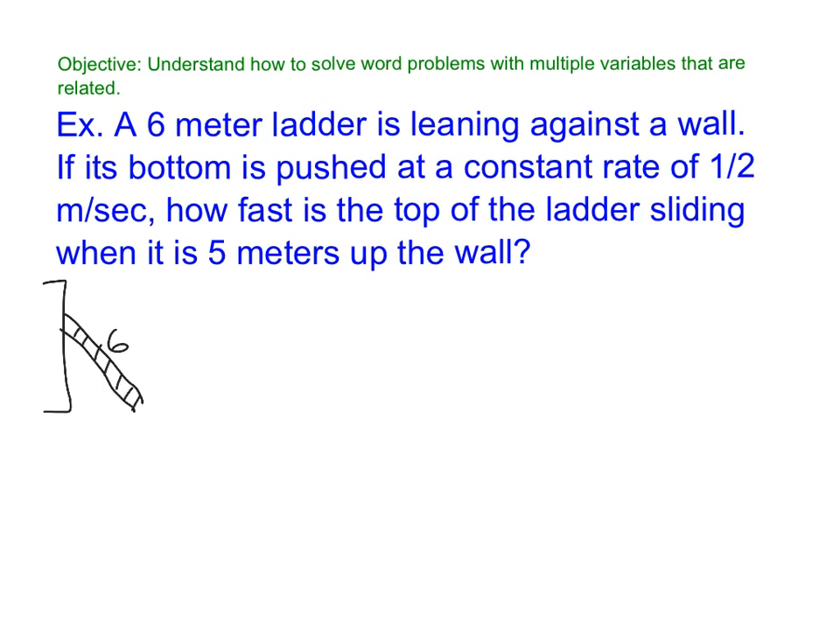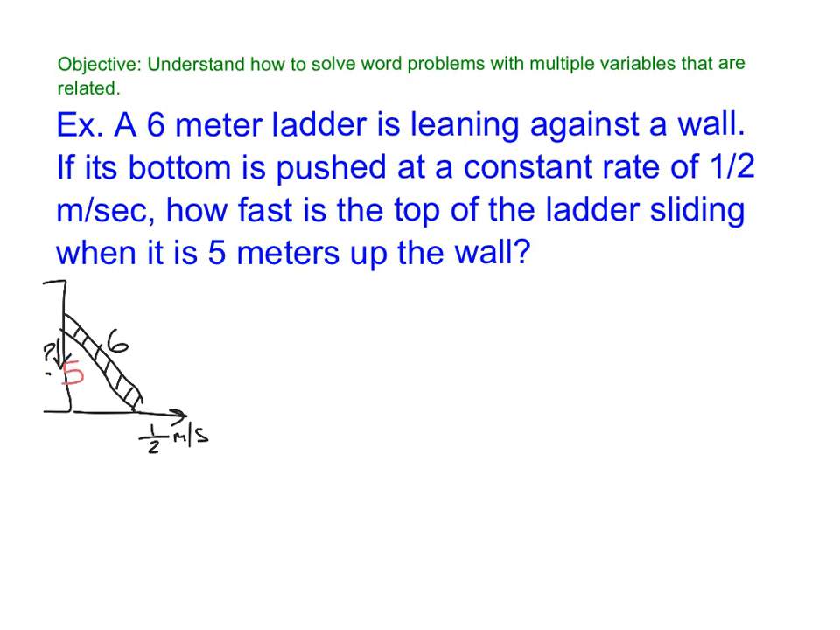A 6-meter ladder is leaning against a wall, and the bottom is pushed out at a constant rate. So the bottom is going out at 1/2 meters per second. How fast is the top of the ladder sliding down when it is 5 meters up the wall? The bottom of the ladder is sliding out and the top is going down, so that's our question mark. They're giving me that up the wall is 5, right?